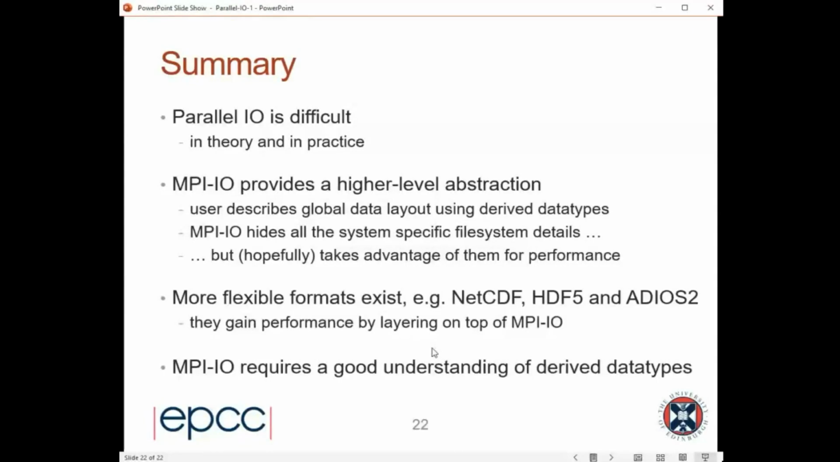There are a lot of more flexible formats which different communities use: NetCDF, HDF5 and so on. I'll talk about these in general later on. But as I said, they gain performance by layering on top of MPI-IO. If you're developing an HDF5 I/O library, you want to worry about HDF5. You don't want to worry about how parallel I/O works on the system. So the MPI-IO people have worried about how parallel I/O works and solved that problem. So as an HDF5 library writer, you layer on top of that. MPI-IO requires a good understanding of derived data types. I'm not going to go into that in detail today, so that's just a general comment.